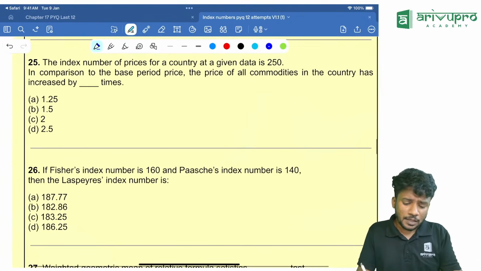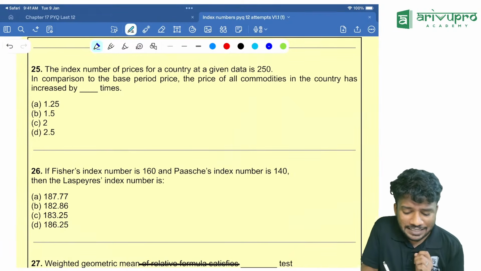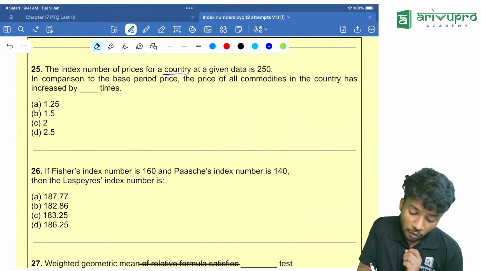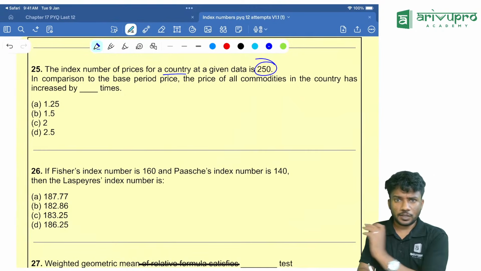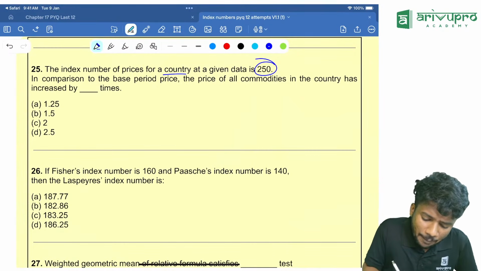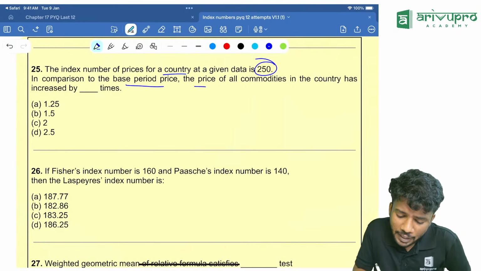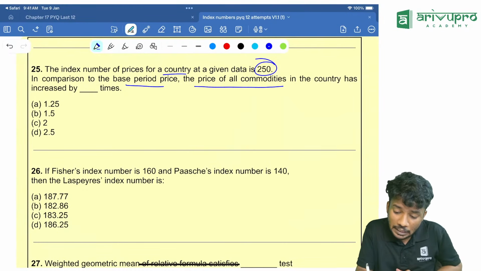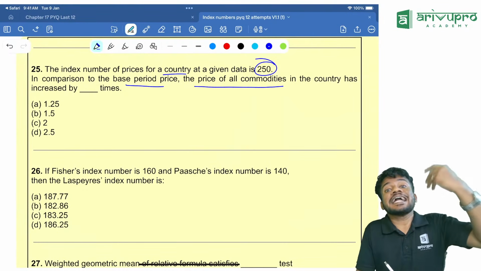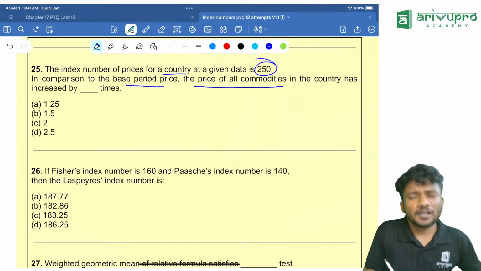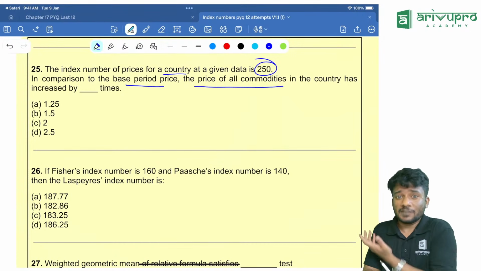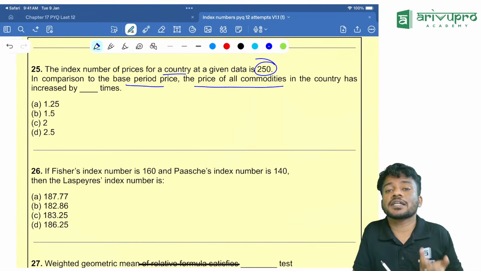Next question, people. The index number of prices of a country is given. The given data is 250. Okay, 250 is the index. In comparison to the base year period, the price of all commodities in the country has increased by dash times is the question. People, I have told in the class, and even in your book, it is mentioned clearly.